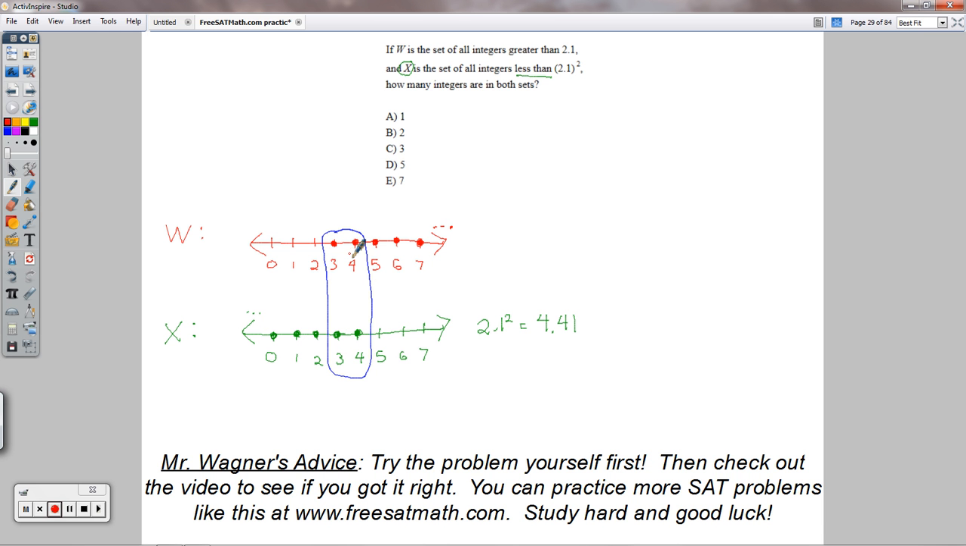So we have 3, we have 4. Those are the only 2 integers that are in both sets. So how many integers are there in both sets? That would clearly be choice B. 2 integers in both sets.